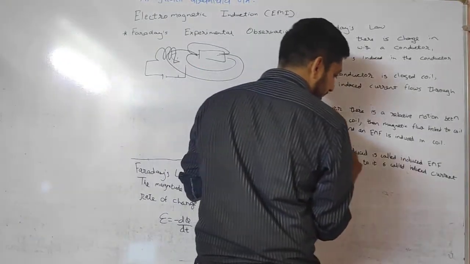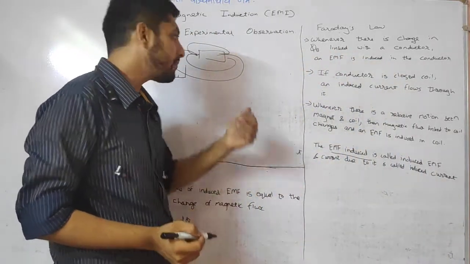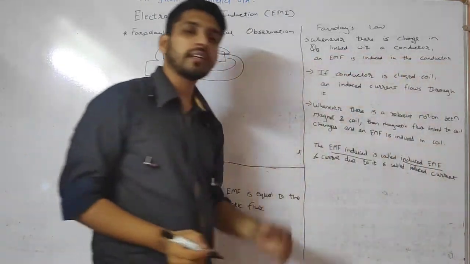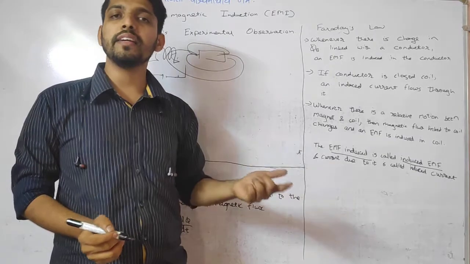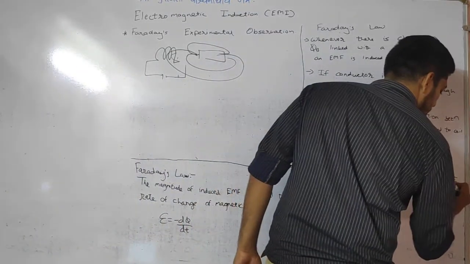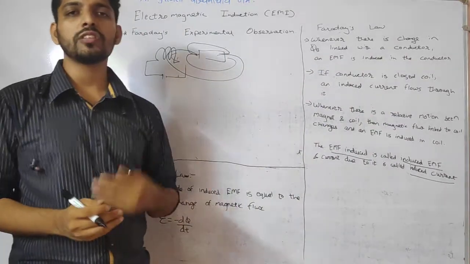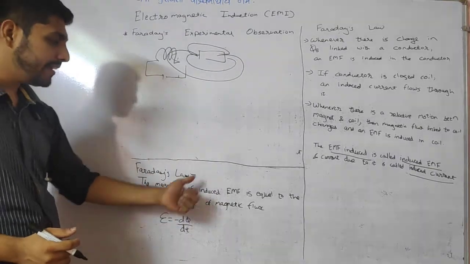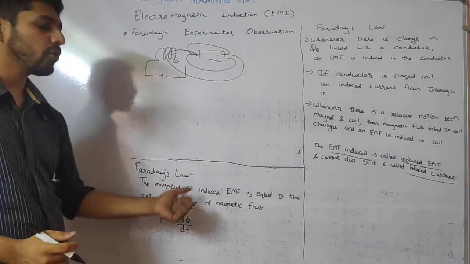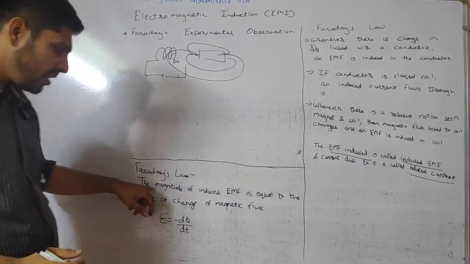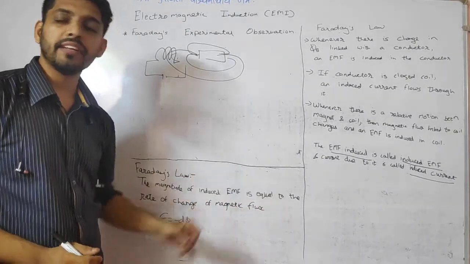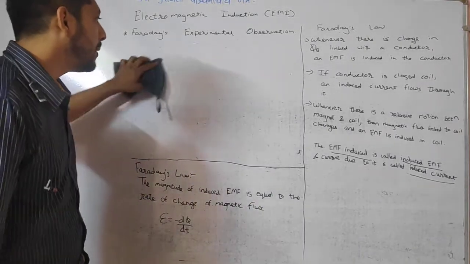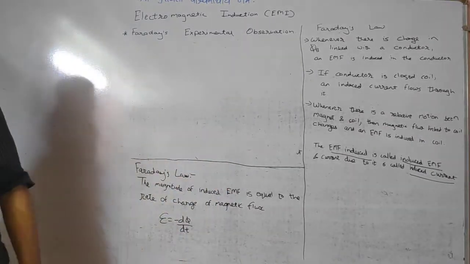The EMF that is induced is called induced EMF. The EMF you get here is your induced EMF. And the current passing through due to that induced EMF is known as induced current. So based on all these observations, Faraday gave a law and named it Faraday's law: the magnitude of induced EMF is equal to the rate of change of magnetic flux. It depends on the rate of change of magnetic flux.